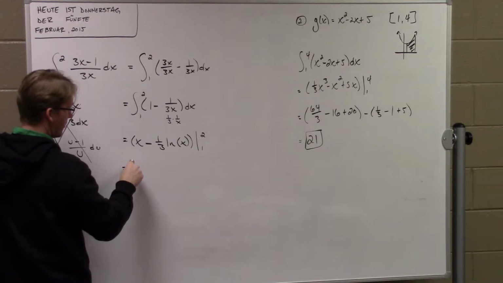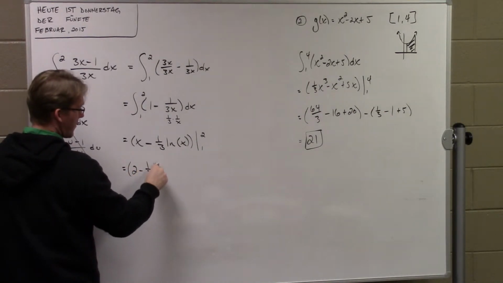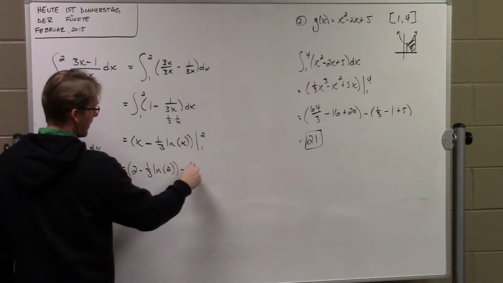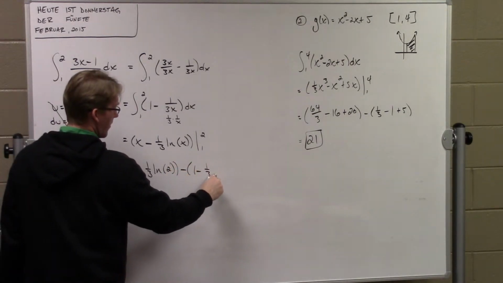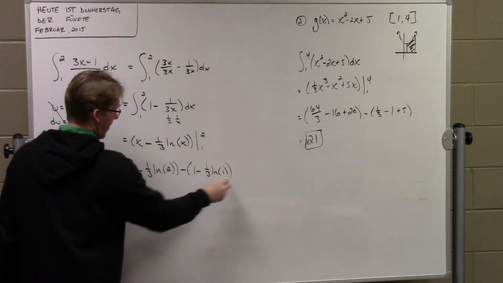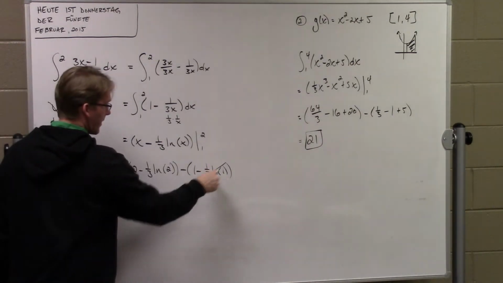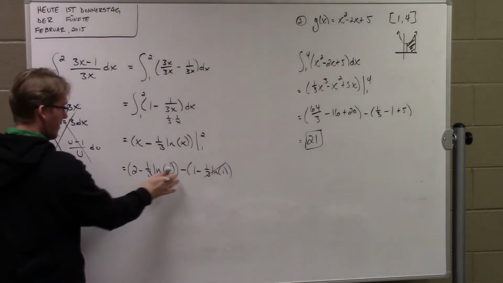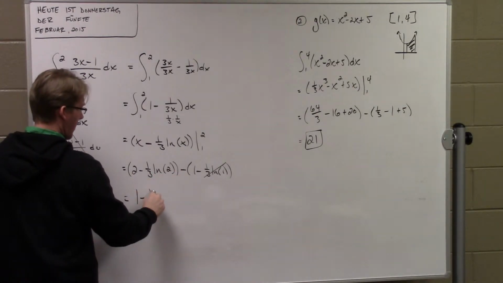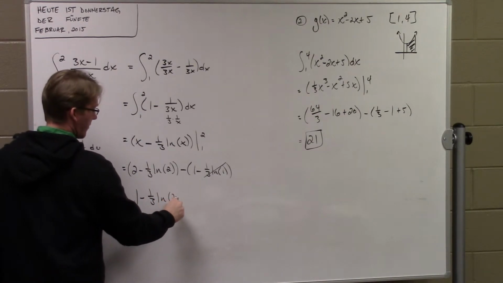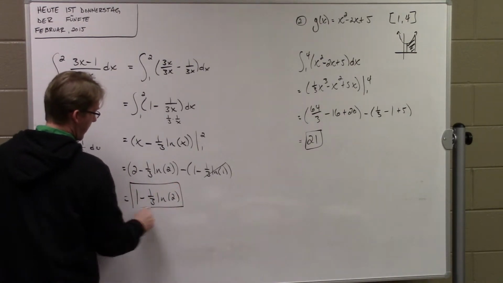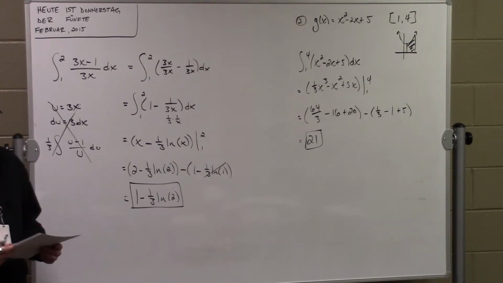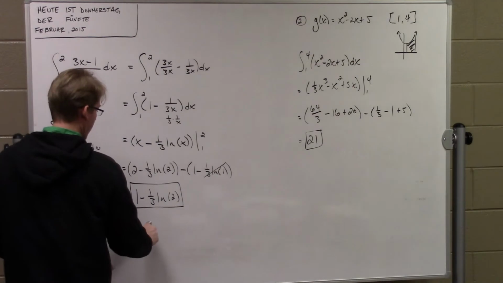All right, stick in 2, we get 2 minus 1/3 natural log of 2. Don't really know what to do with that. Stick in 1, I get 1 minus 1/3 natural log of 1. Natural log of 1 is 0. So you get 2 minus 1, which is 1, and then minus 1/3 natural log of 2, which on a non-calculator part is as far as you get. On a calculator, it would have been 0.769. Okay?